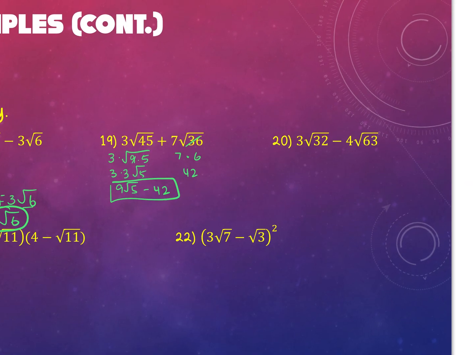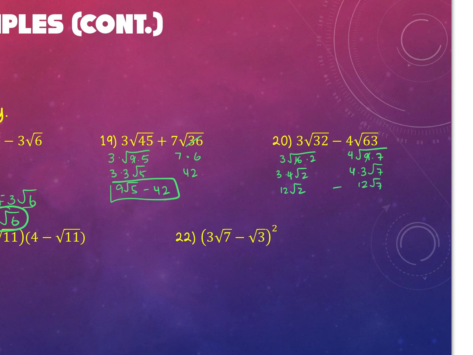Again, I come over to 20 and I do the same thing. I'm going to simplify this 3 radical 32. This is equal to 16 times 2. The square root of 16 is 4. So I'm going to get 3 times 4 is 12 radical 2. And then here I've got 4 times the square root of 63. So that's 9 times 7. Square root of 9 is 3. 4 times 3 is 12 radical 7.